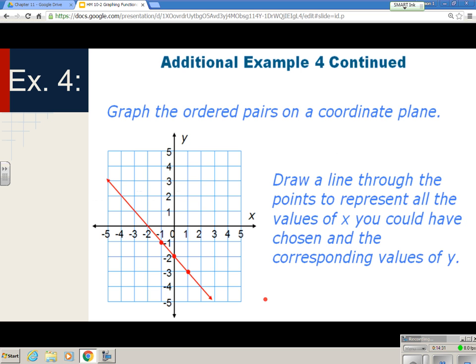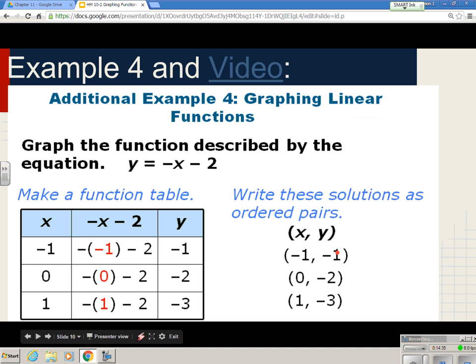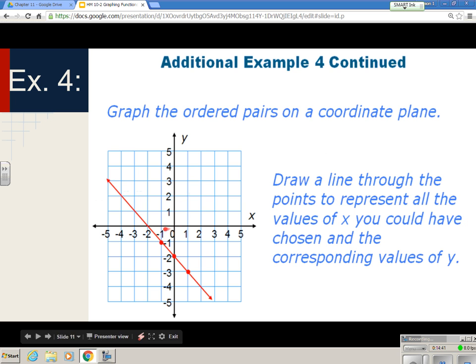And here is our graph. All I did is take the 3 ordered pairs we have here, (-1, -1), (0, -2), and (1, -3), and graph them. (-1, -1), made a dot. (0, -2), made a dot. (1, -3), made a dot, and then you just draw a nice straight line using the edge of a ruler or something.